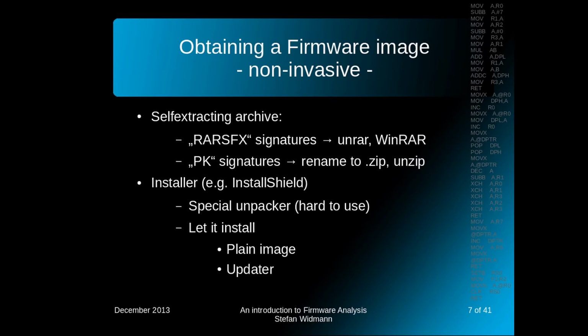So, if it is a self-extracting archive, search for signatures like RAR SFX or PK. You can unpack them. For example, if you just rename a PK-containing file to .zip, you can unzip it. If it is an installer, like InstallShield, there are special unpackers, but the problem is they are very hard to use. They are extremely version specific, so it might work or might not. So the best way is to just let it install and search in the installed files for a plain image or an updater.